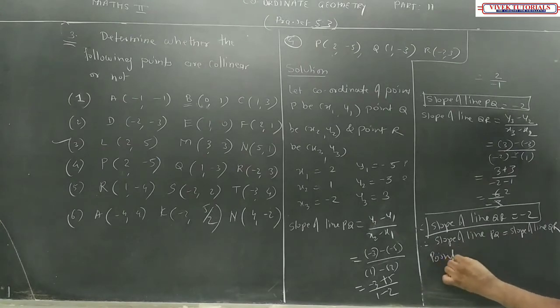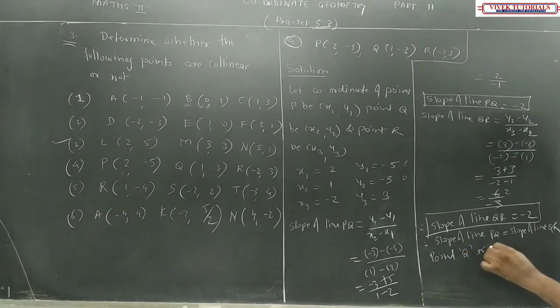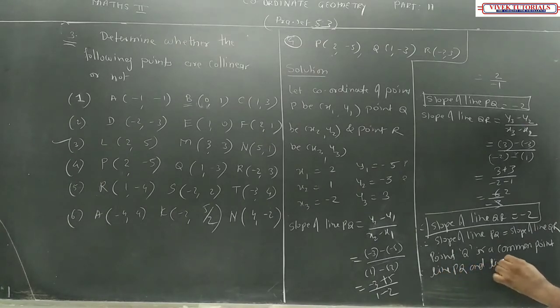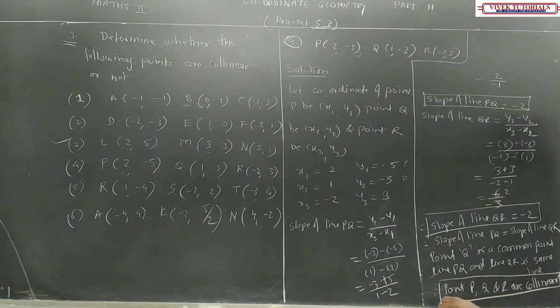Point Q is a common point. Therefore, line PQ and line QR is the same line. Therefore, points P, Q and R are collinear. These points are collinear.